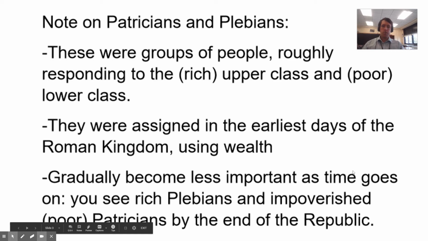One quick note on patricians and plebeians. These are terms that we're going to be using throughout the video. These are groups of people, roughly corresponding to the rich upper classes and the poor lower classes. They were assigned in the earliest days of the Roman kingdom using wealth. Wealthy families were patricians, poor families were plebeians. As time goes on, this distinction becomes less important, and the way that wealth is distributed becomes more erratic too. You see rich plebeians by the end of the Republic, and you even see some poor or impoverished patricians as well.